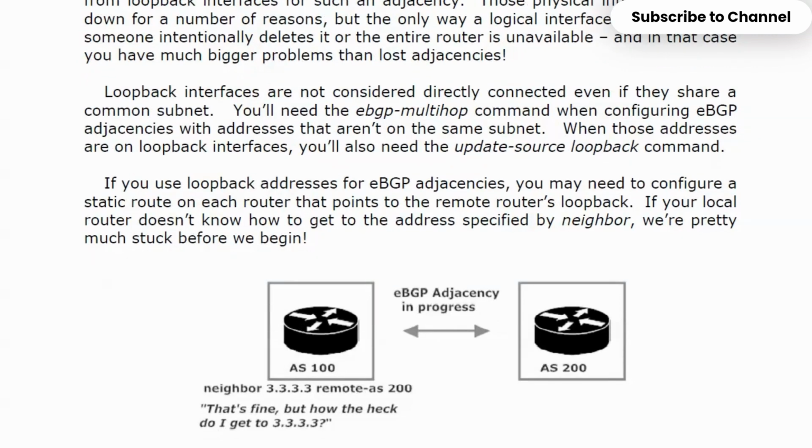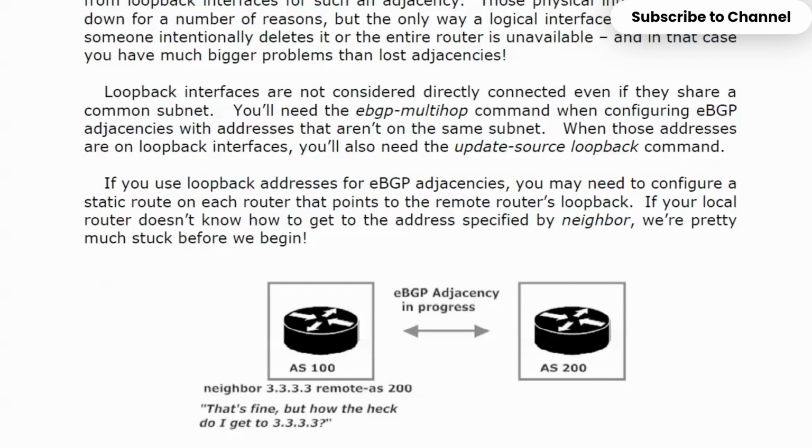Now, there's a couple of rules to remember for using loopbacks for BGP, but there's one more, and this is so fundamental that it's really easy to overlook. If you use loopback addresses for eBGP adjacencies, particularly in a simpler lab like we're doing right now, you probably need to configure a static route on each one of your routers that points to the remote router's loopback. Because if your local router doesn't have an IP route and doesn't know how to get to the address specified by neighbor, I mean, you're stuck before you begin.